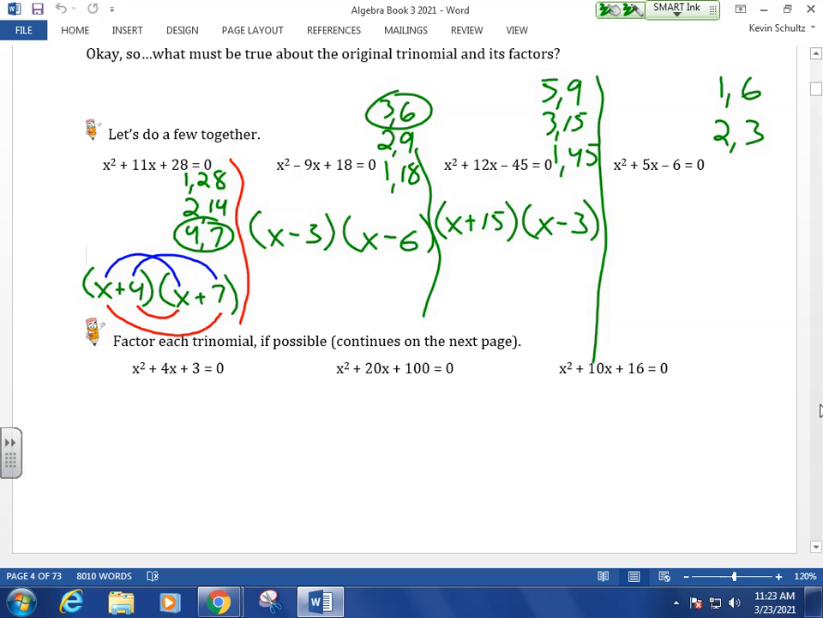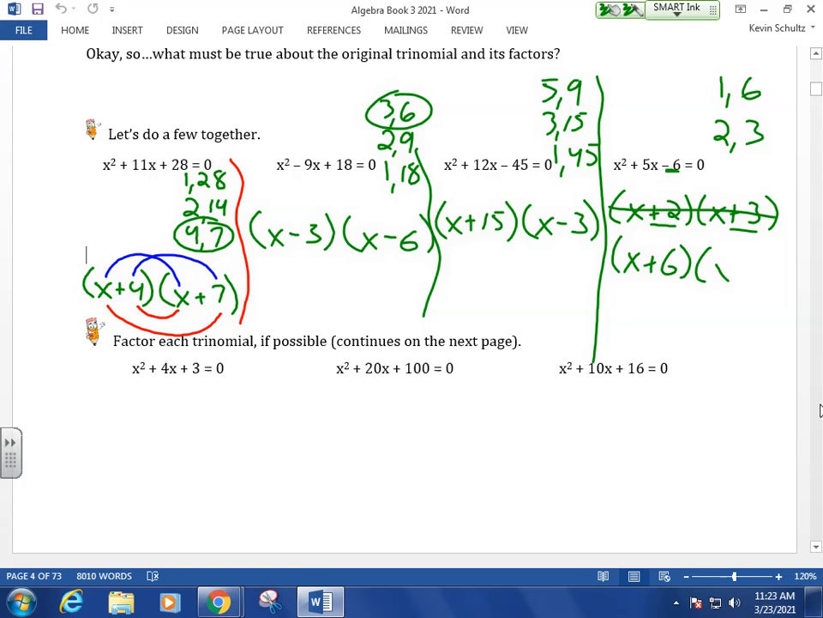Right, we have to look at what they have to multiply to be also, okay? If we use x plus 2 times x plus 3, which we would need to because that's how you get a positive 5, notice that positive 2 times positive 3 is a positive 6. That doesn't match what we have in the equation. So this is out, okay?